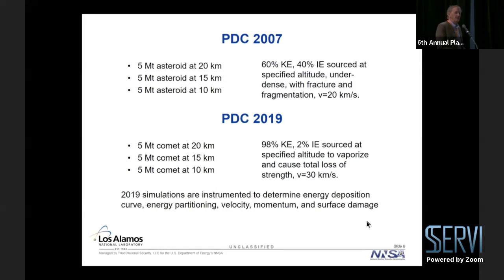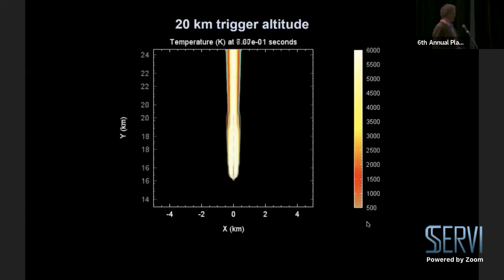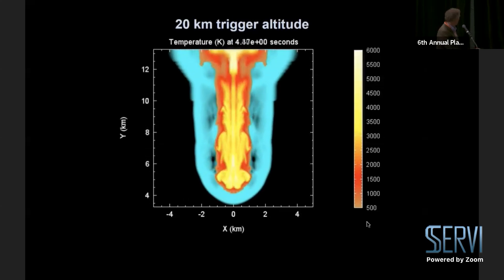Now I'm going to do the same thing, but I updated it to be only 2% sourcing of energy. That way I really develop a more realistic energy deposition curve. And I hope this one runs. There we go, good. This is very similar to what I showed 12 years ago.